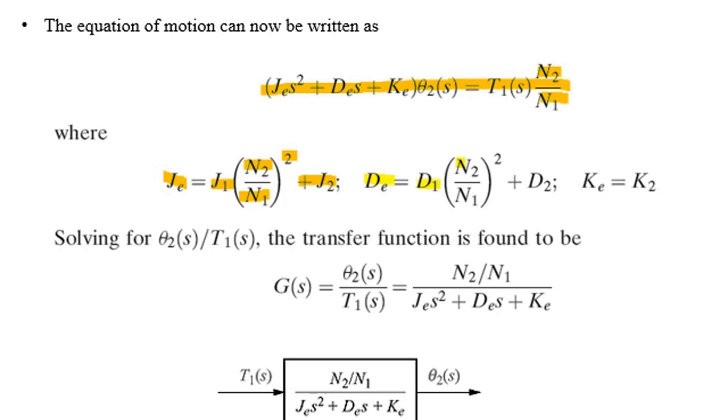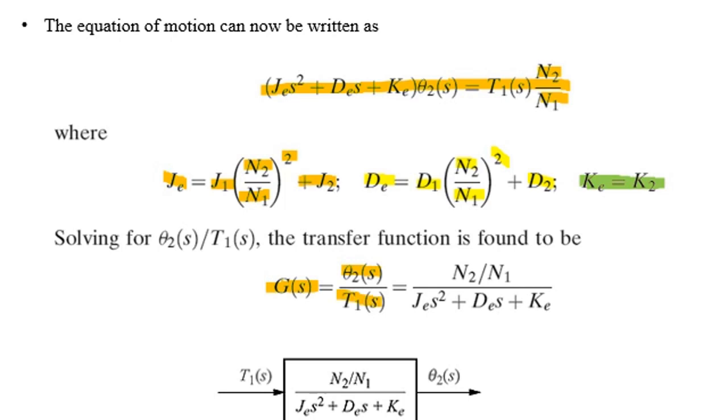Similarly, D equivalent will be the viscous damper present at input side multiplied by teeth ratio square, plus viscous damper coefficient D2 of output side. If you see the figure of the original system, we don't have any spring component at input side, so K equivalent at output will be equal to K2.